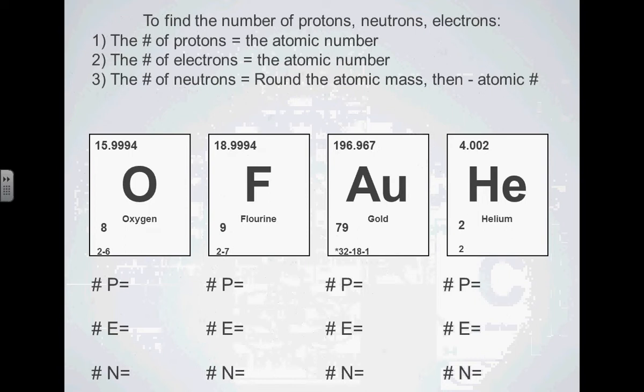So if we look at oxygen here, atomic mass 15.9994, atomic number 8. How many protons would be in an atom of oxygen? Nicholas? 8. How many electrons? Joey? 8. How many neutrons, Emma? 8. Okay, how about fluorine?